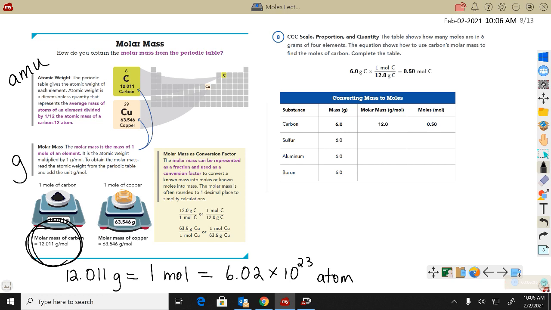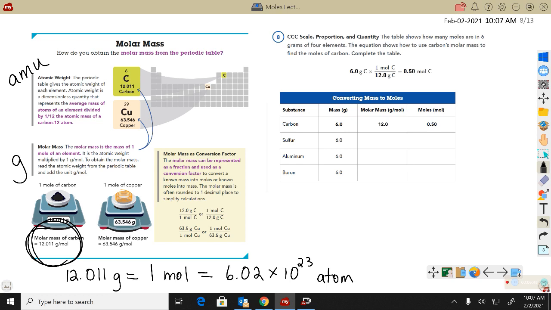Now we can compare something like 1 mole of carbon to 1 mole of copper. And the molar mass of copper is over 63 grams. Yeah, that's okay. It just means that copper atoms are bigger. Copper's atomic number is 29. It's just going to have more protons, more neutrons. It's just a bigger atom. And that's okay. So the bigger atom just has more mass.